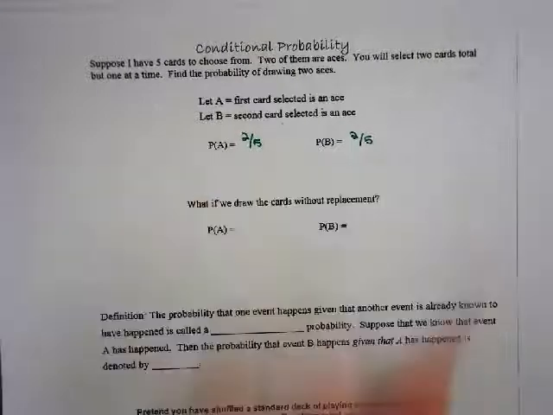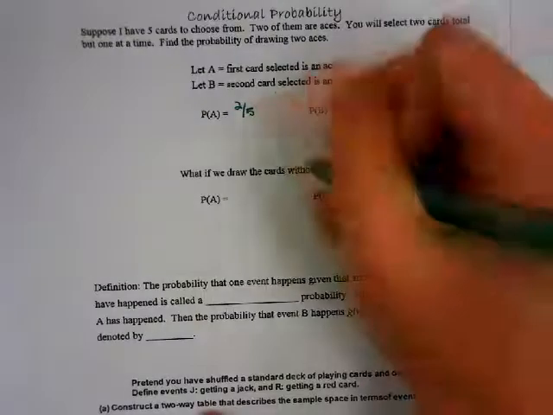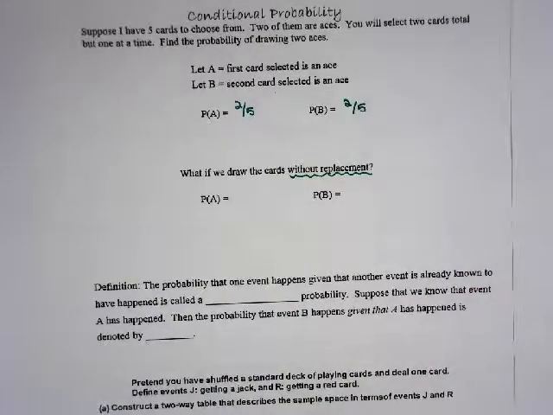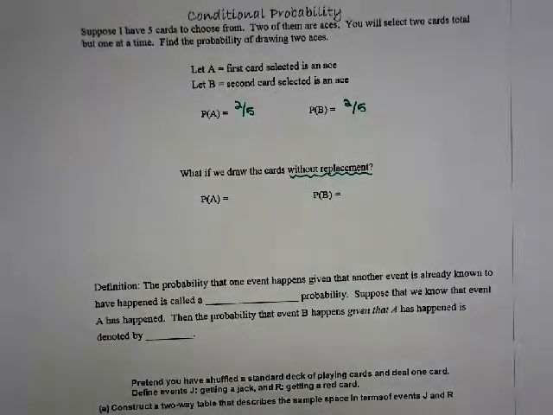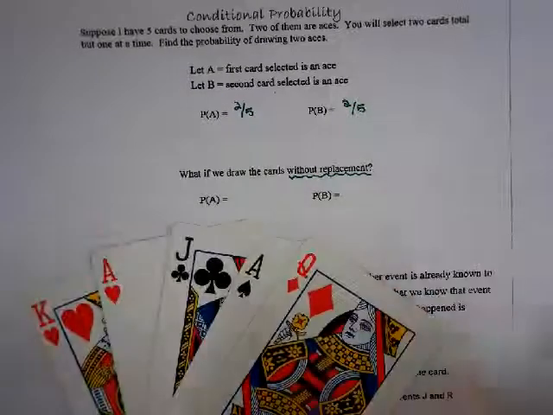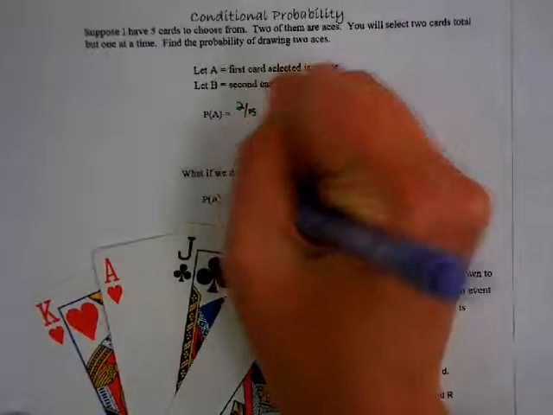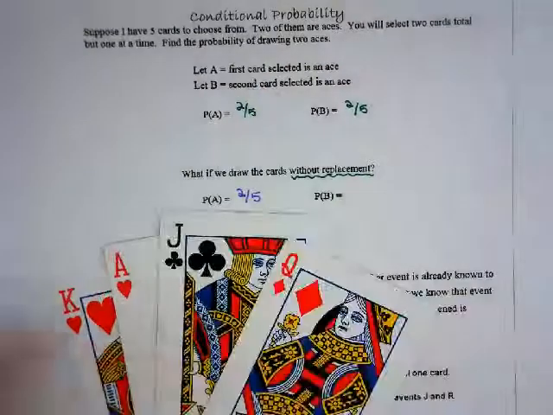Now, say that I do the same thing, but this time I'm not going to replace it. So that means I don't get the card back. So the probability of A, what's the probability of an ace for the first card? It's not a trick question. Thanks. 2 out of 5. Still 2 out of 5. All right. Now I take my ace. What's the probability I pick an ace now? 1 out of 4.